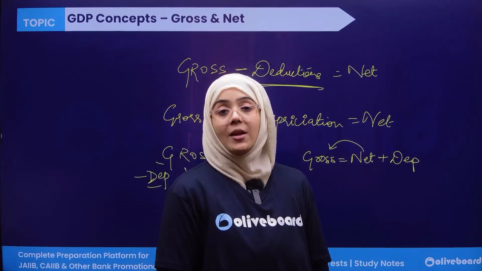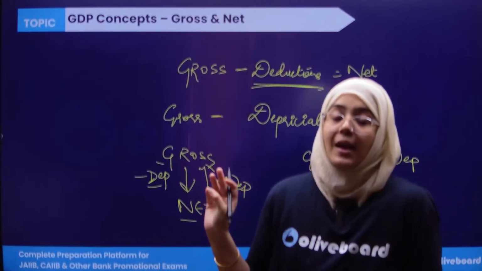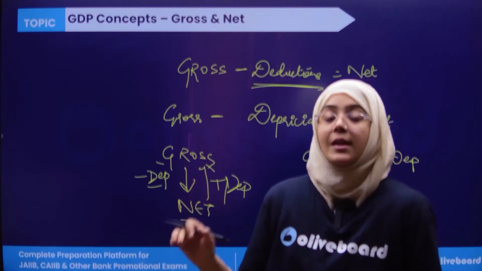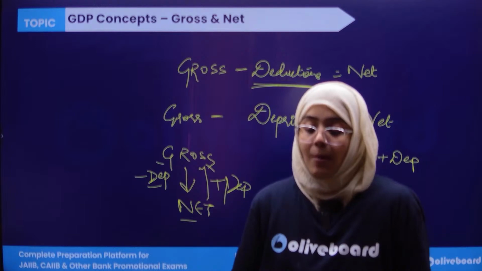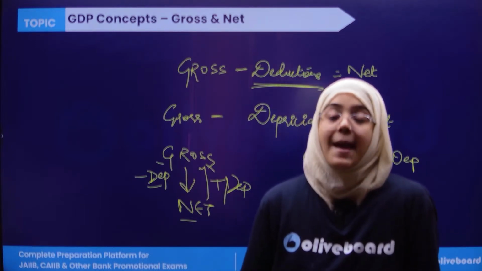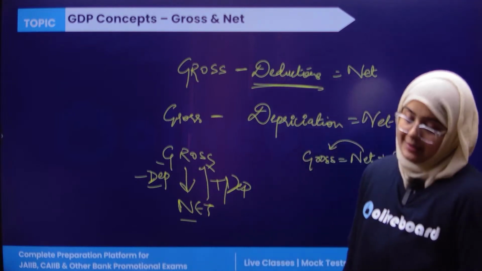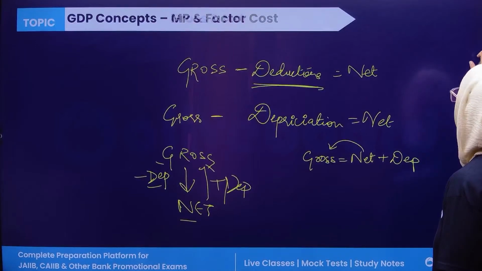So the first formula was gross national product is equal to gross domestic product plus net foreign income from abroad. Second formula says gross minus depreciation is equal to net. Clear? Okay. The third formula is actually market price and factor cost.